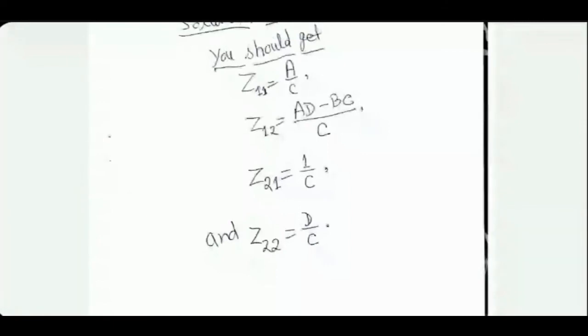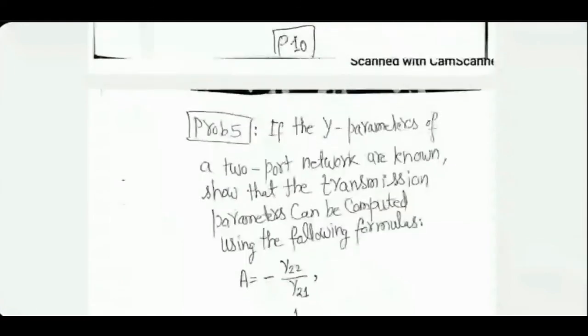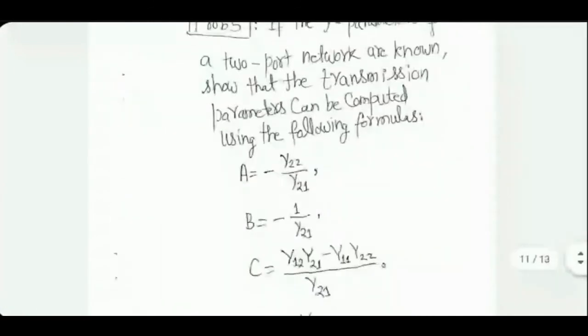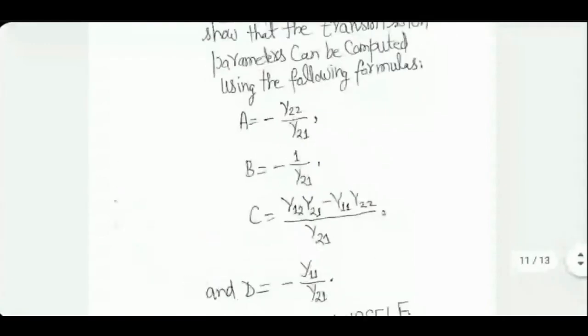If the network is symmetric, A and D would be equal, so Z11 and Z22 would also be equal. If the network is reciprocal, AD minus BC will be equal to 1, and Z12 and Z21 would also be equal to each other. Similarly, if you are given Y parameters, how do you figure out A, B, C, D? Do it yourself if time permits, but these are the standard formulas.